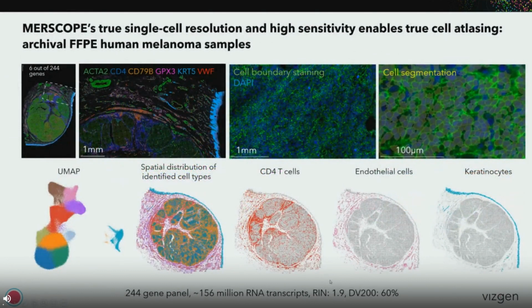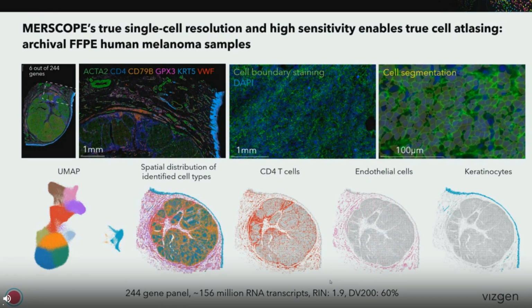Next, MERSCOPE was used to image an archival FFPE human melanoma sample, profiling a panel of 244 genes, and this sample was more than 5 years old. On the top left, I'm only highlighting 6 selected genes out of this 244 gene measurement. For example, ACTA2 labels muscle actin, CD4 labels CD4 T cells, and CD79B labels B cells. Keratin labels the epidermis here, and hopefully you can see the beautiful structure that these genes highlight here.